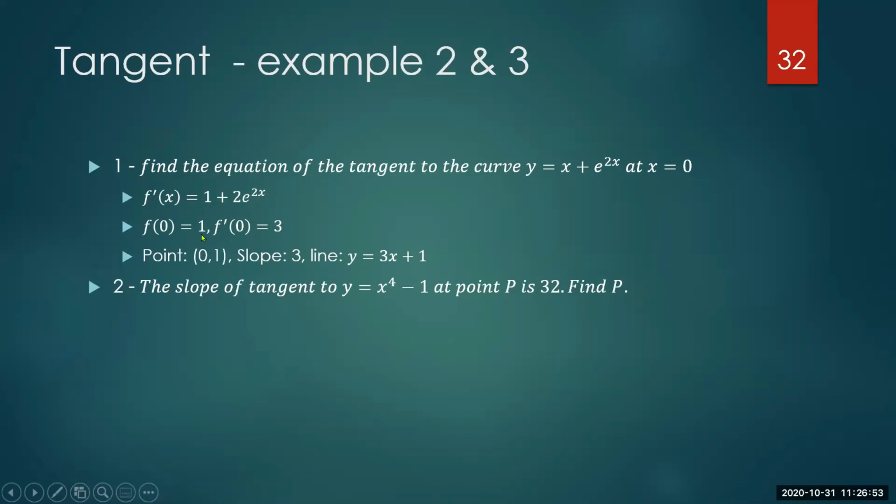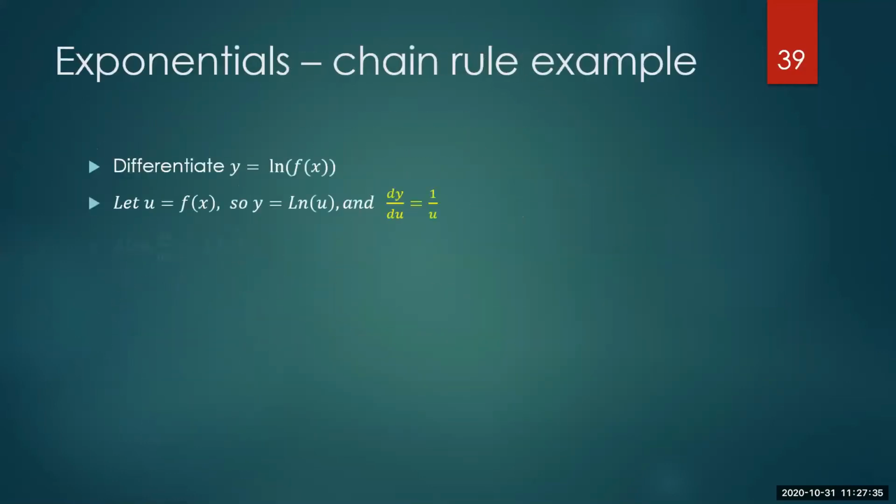And so f of 0 is equal to 1, because when x is equal to 0, y becomes 1 because the x is 0, obviously, and e to the power of 0 is equal to 1. So f of 0 is equal to 1, and f dash of 0 is equal to 3, which is 1 plus 2. And so when x is equal to 0, y is equal to 1, so the point is (0, 1). The slope is 3, and so the line becomes y is equal to 3x plus 1. Okay, so let me fast forward again to where we left off.